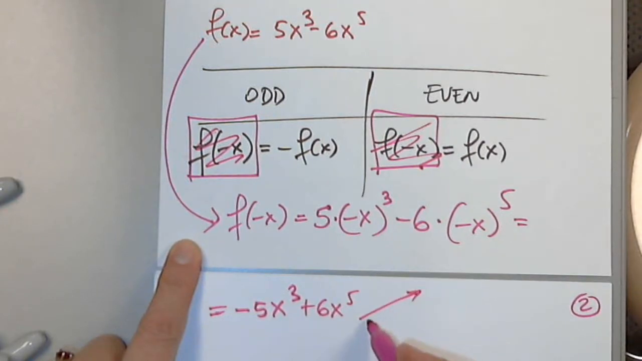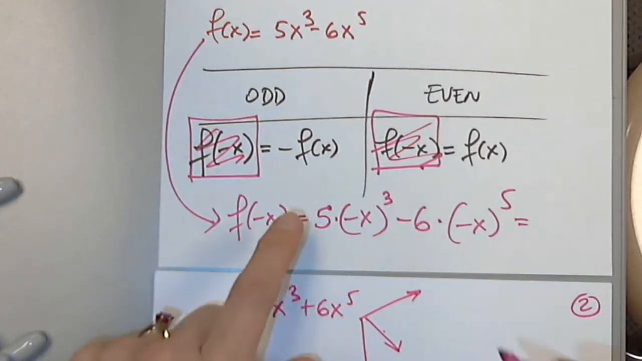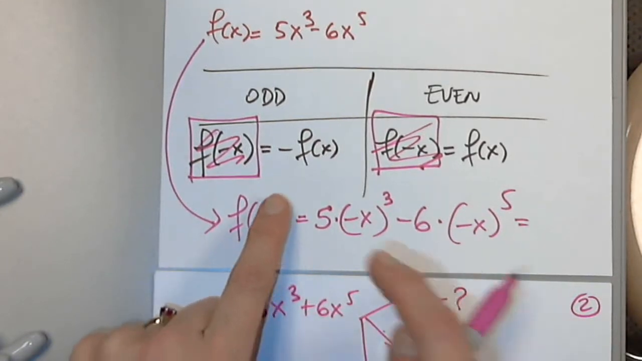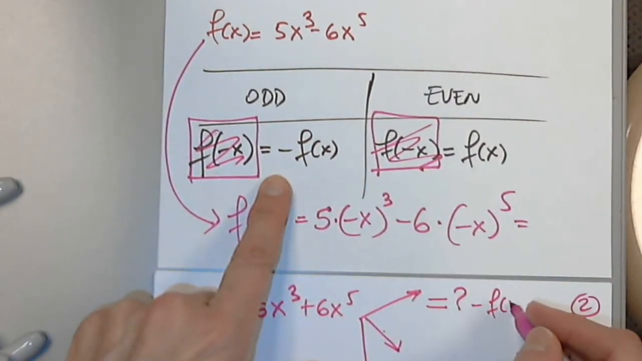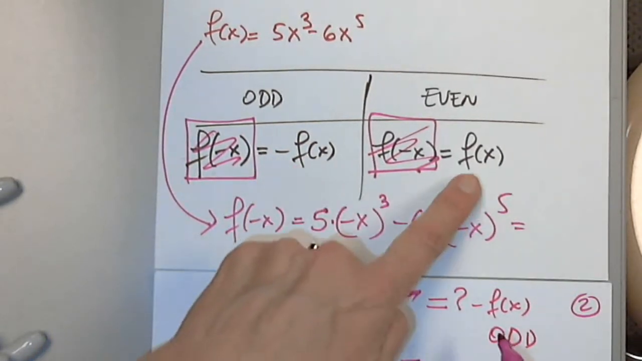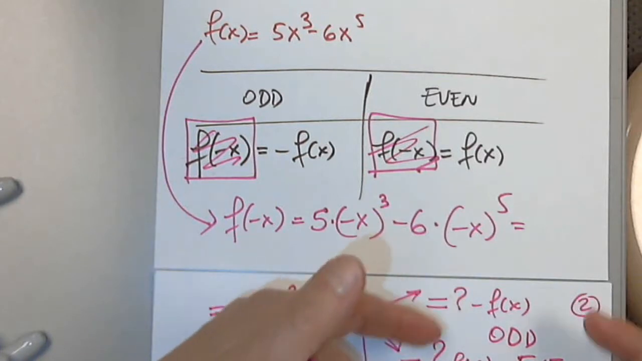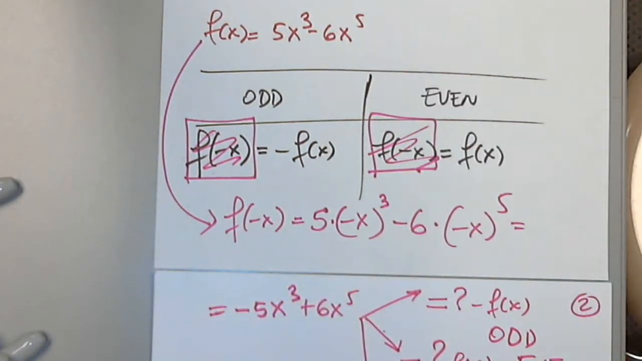Once I determined this piece, I'm asking myself 3 questions. Here's the first question. Does this equal negative f of x? If that's the case, I will say odd. Does this equal f of x? If it does, then I'll say even. If none of the above happens, then I'll say not symmetric.